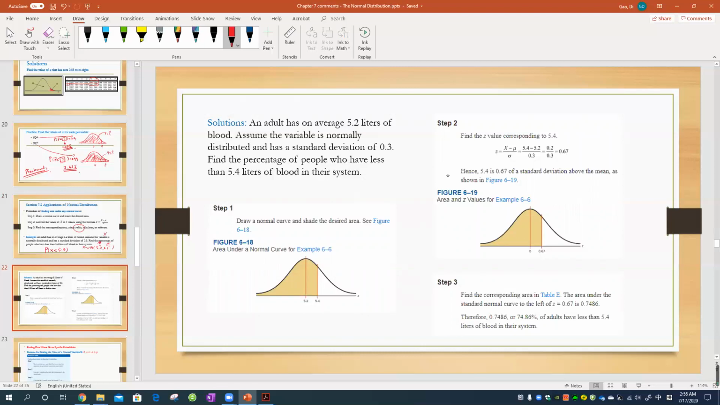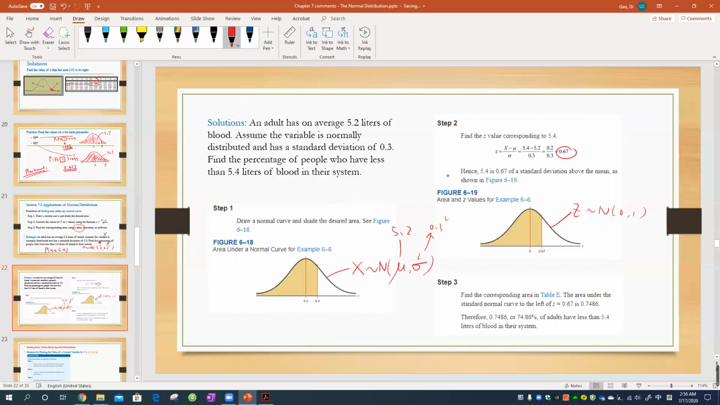Then step 2, we want to find the z value corresponding to 5.4. So 5.4 minus the mean 5.2, divided by 0.3. We got 0.67. That's the relative standing. Now to find this area: this curve stands for x, which follows a normal with mean mu and variance sigma squared, so mu is 5.2 and sigma squared is 0.3 squared. And this one is now the z, so it follows a standard normal distribution, which means mean 0, variance 1.